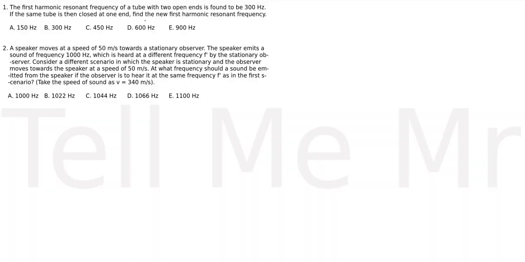Hello students, so let us solve these two questions. The first question here is based on the vibration of air column and the second question is based on Doppler's effect. So let us start with the first question.